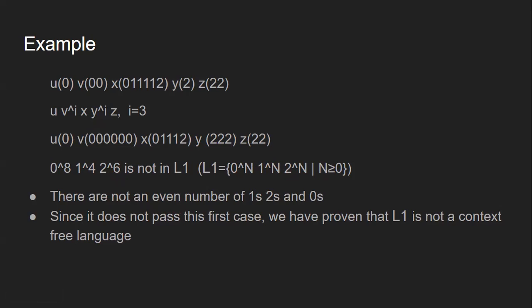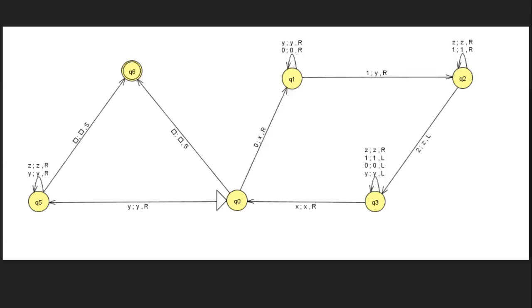Therefore, we'll not have to go into the other cases. We have already proven that it's not a context-free language. So next, we will look at how this language can be decided using a deterministic Turing machine. This machine I have created in JFLAP, and I will run you through the basics on how it works.